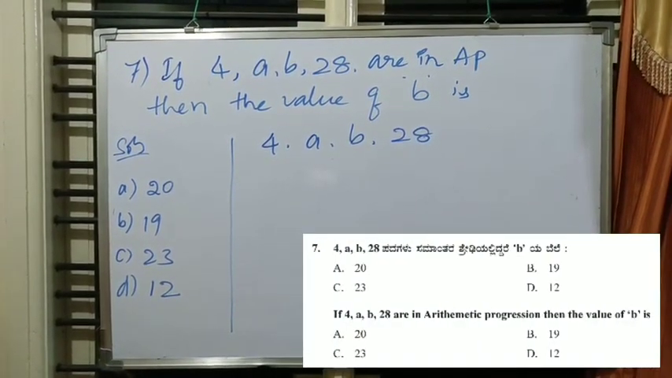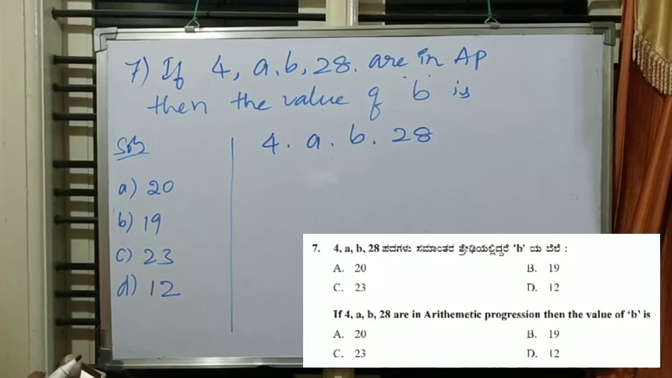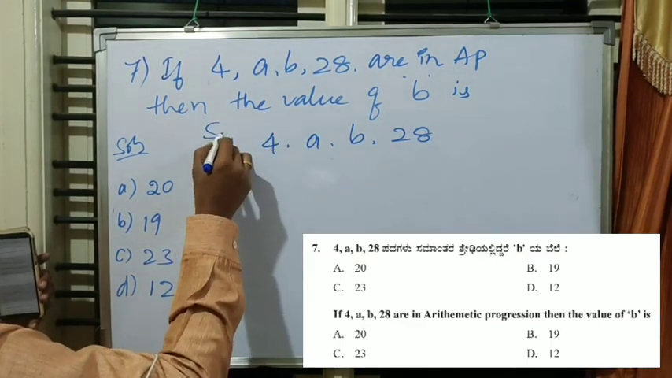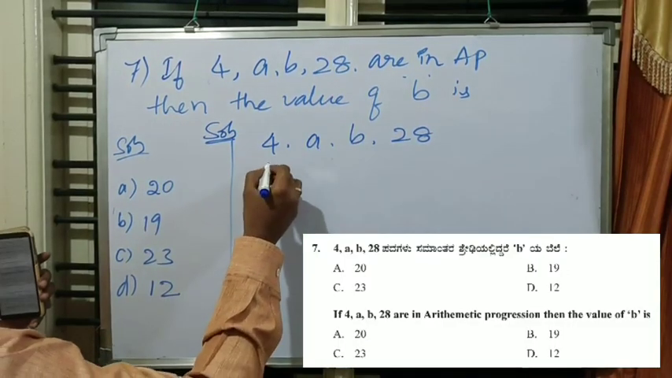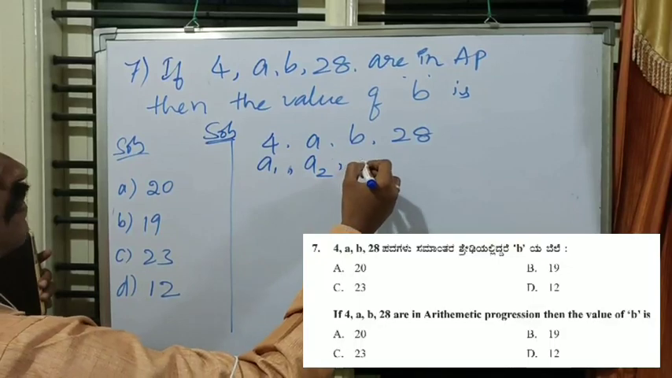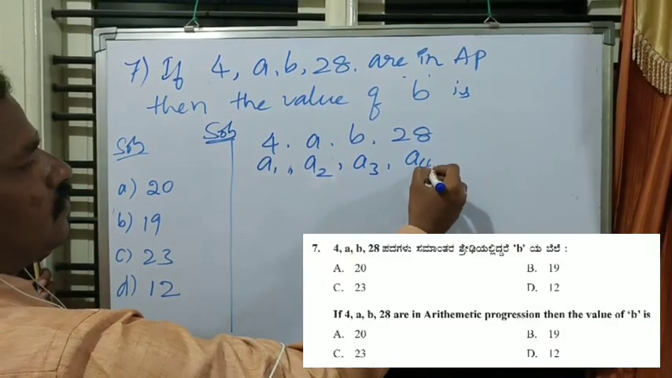Okay, dear students, let us come to the 7th problem. It is like this. If 4, A, B, 28 are in AP, then the value of B is dash. The options are 20, 19, 23, 12. Now let us find that. So before going to find, take this AP. Here mark these as A1, A2, A3 and A4 like this.